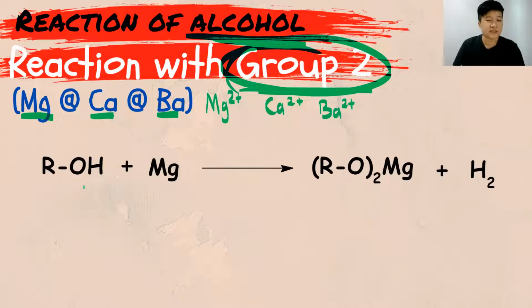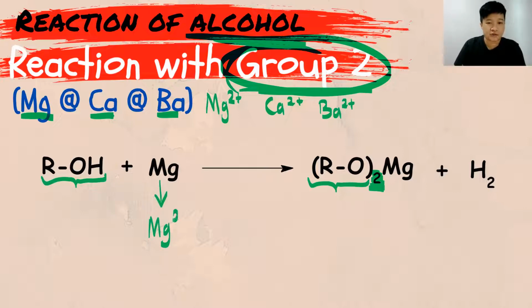Let's look at the reaction with alcohol. The reaction looks slightly more complicated than group 1, because your alcohol ROH now becomes R single bond O with a bracket 2. So the question is, why do I need 2 of it? The reason: magnesium over here is a group 2 metal that will become Mg2+, 2 positive.